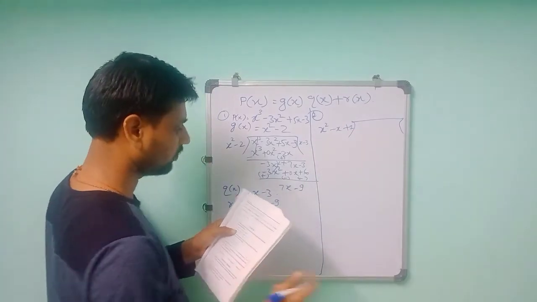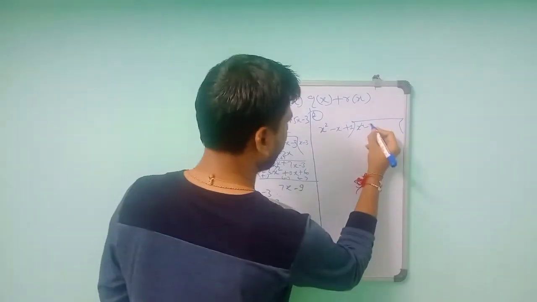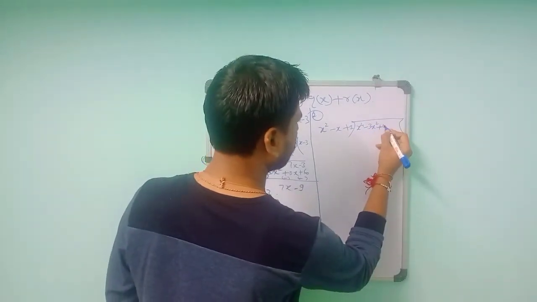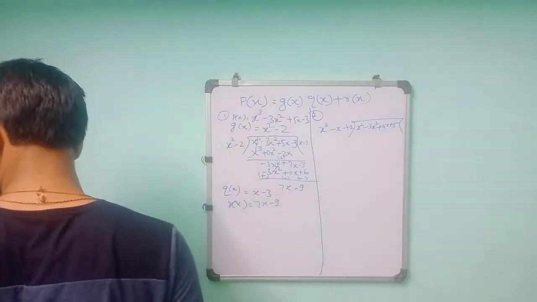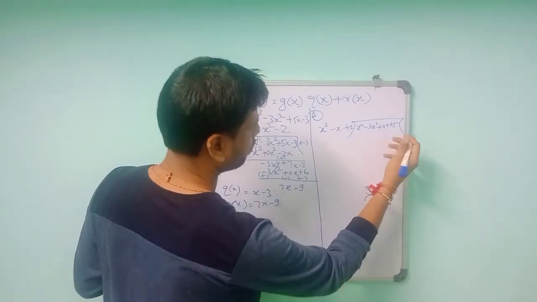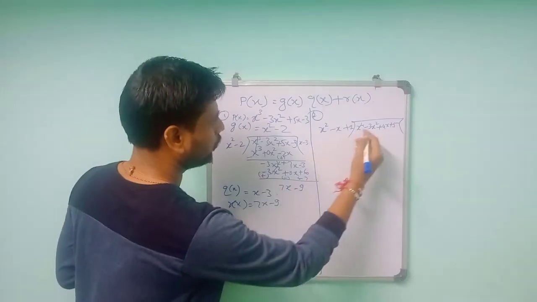Then the given p of x, x raised to 4 minus 3x square plus 4x plus 5. So x square minus x plus 1, and x raised to 4 minus 3x square plus 4x plus 5. So it is in the degree of 4 and it is there in the 2. So you should factor that one.